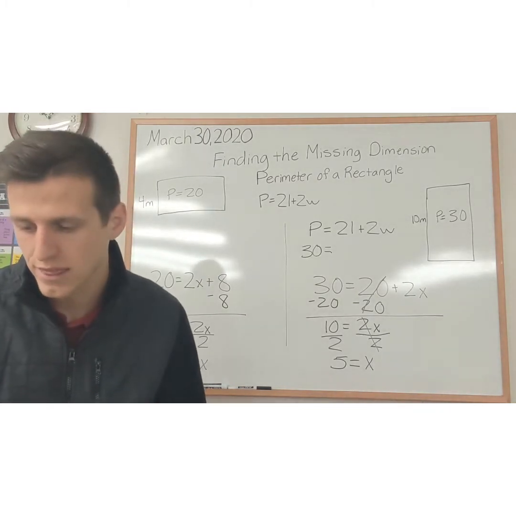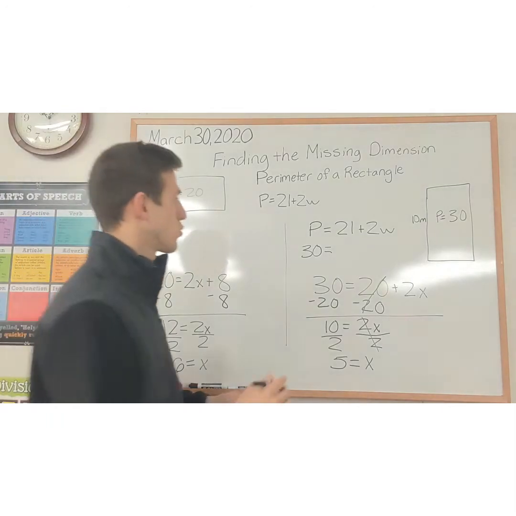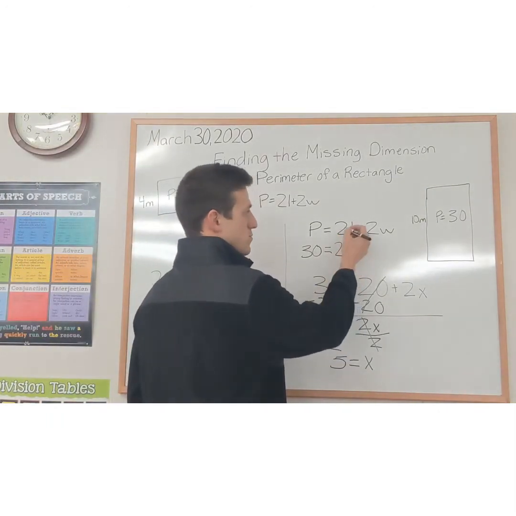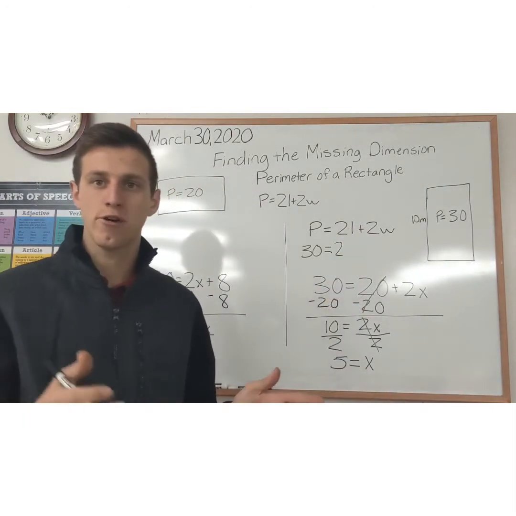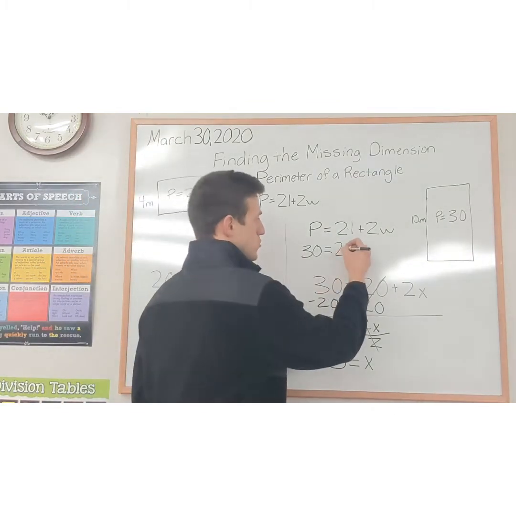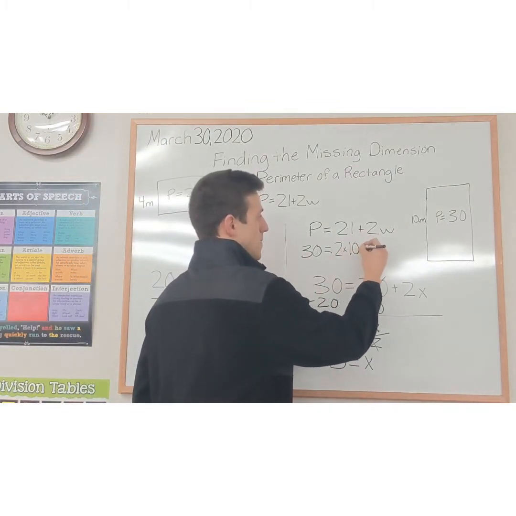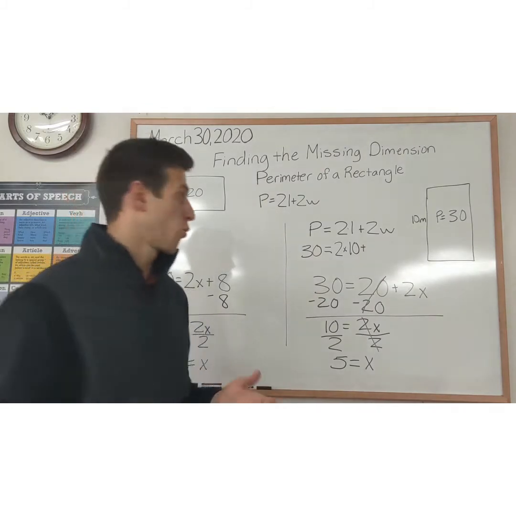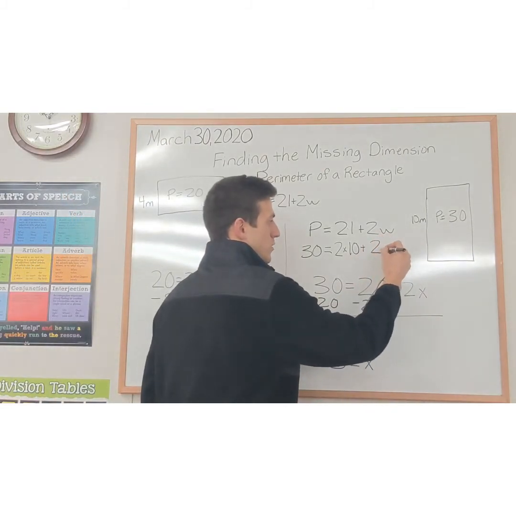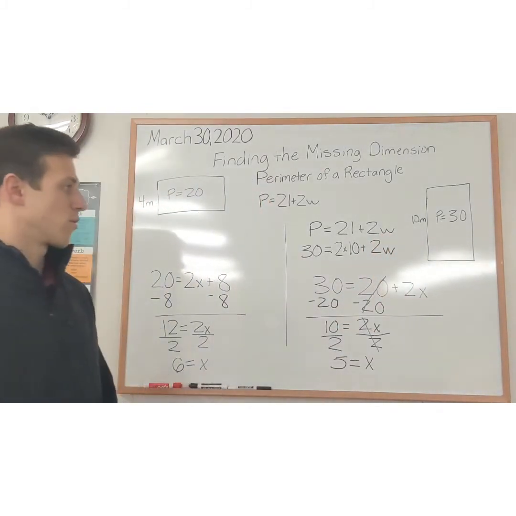So we know our length. The length is 10 meters, so we're going to go 2. Remember, this means times, because if it's right beside our variable, it's 2 times the number. 2 times 10 plus, we don't know our width, so we have 2 with a variable w, all right?